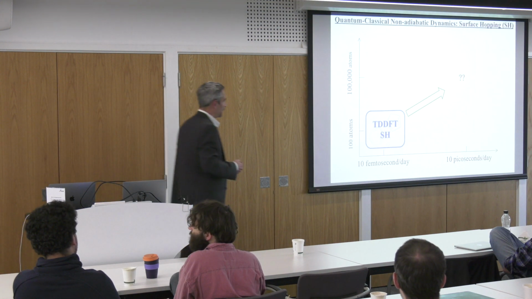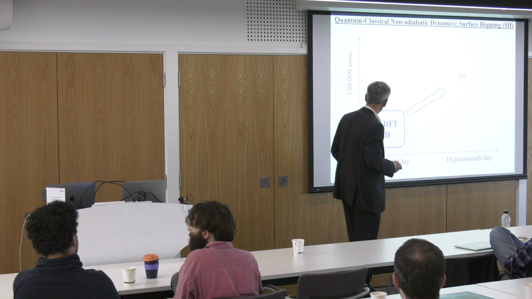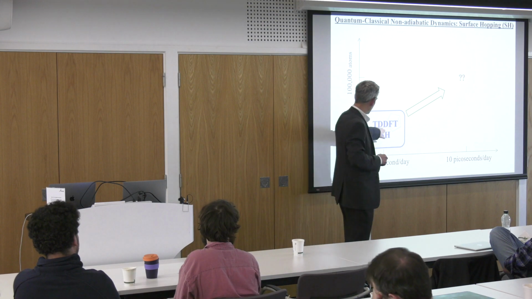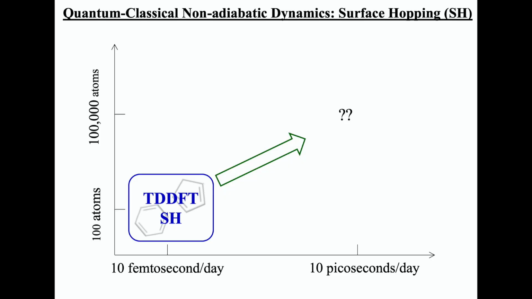All right, surface hopping, I will explain what it is. It has already been implemented in many electronic structure codes, using time-dependent density functional theory to get excited state energies and gradients. Typically, 100 atoms and 10 femtoseconds. That is not very good for the systems that we would like to study. So the question is, how do we get bigger and simulate for longer?